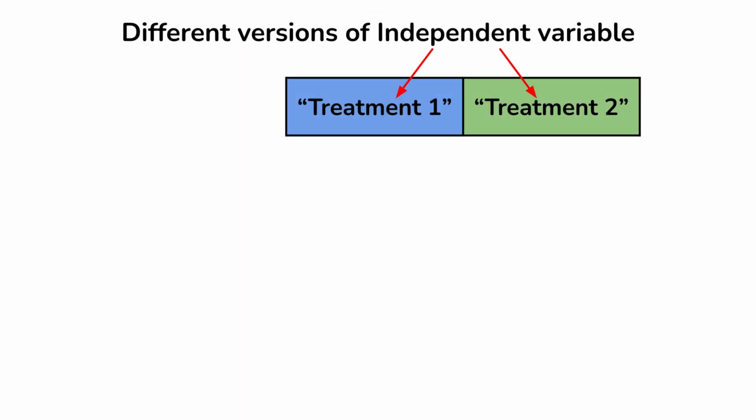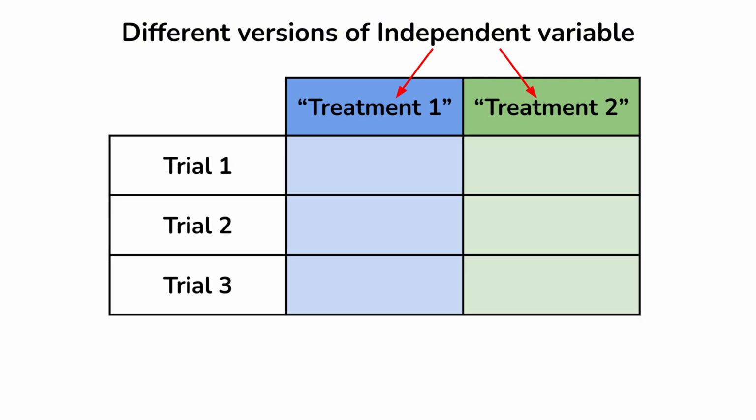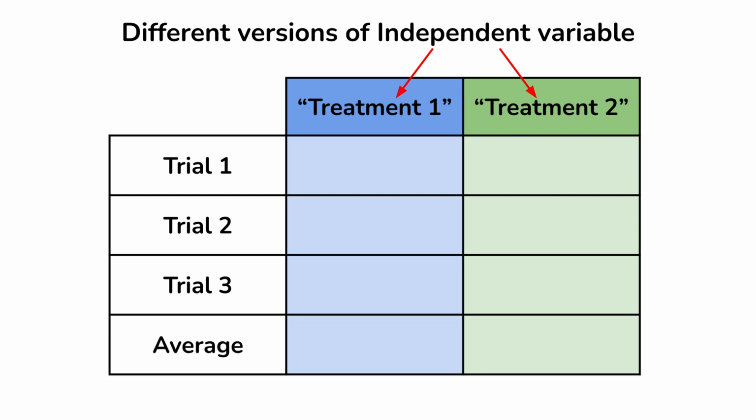So let's review. Write the different treatments or versions of your independent variable along the top. Make rows for each trial, for each time you are repeating the experiment. Then make another row at the bottom to put the average for each treatment. This table will guide you through your experiment. Record other observations in a separate place, and use all of this information to conclude whether your hypothesis is supported or not supported.